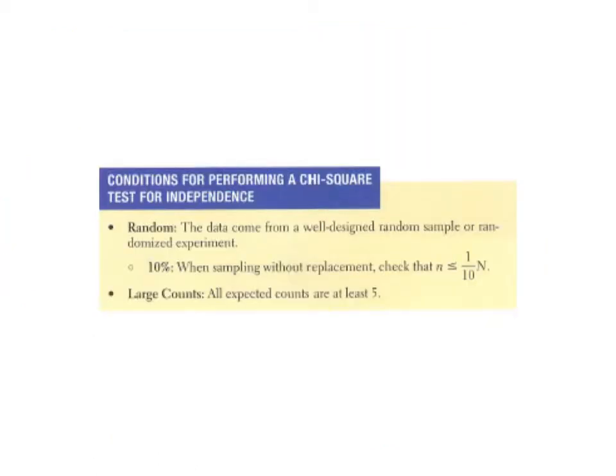Like all significance tests, in the plan part, you would need to state what it is that you're going to do, chi-square test for independence, and then you will need to state your conditions, and our conditions are the same: it needs to be random, and we need to state how we know that it's random, 10% if we're sampling without replacement, and our large counts. Remember, for our chi-square, our large counts are that our expecteds need to be at least 5.